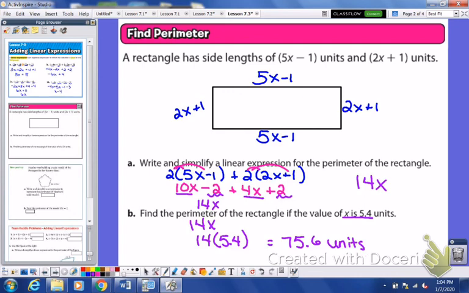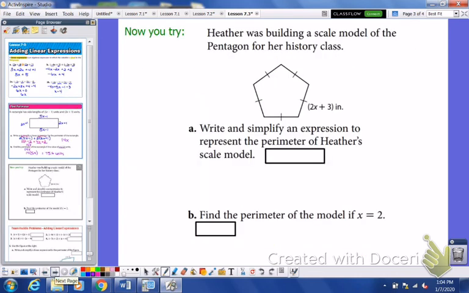Right, that's the end of the lesson. A couple problems for you to try now. So we have perimeter, and then finding the actual perimeter if you're told that x equals 2. Make sure you label appropriately. Show all your work. And that's it.